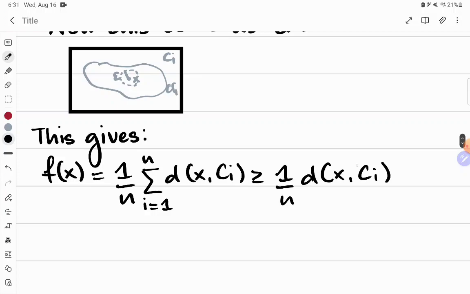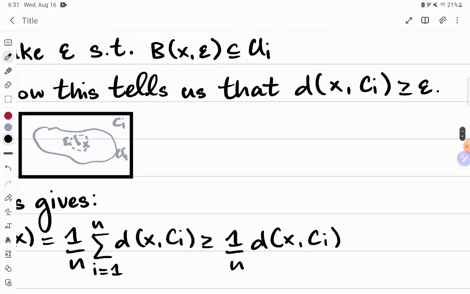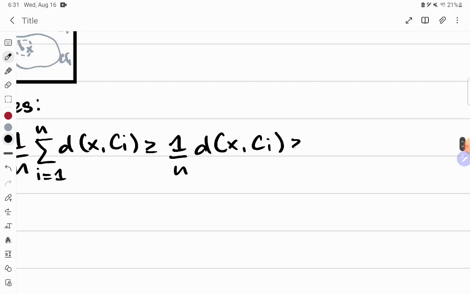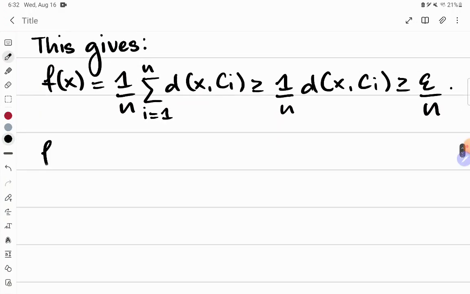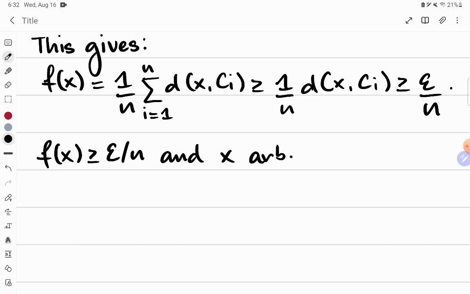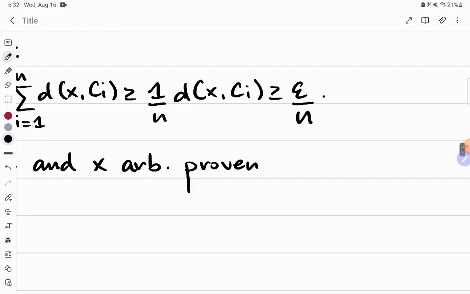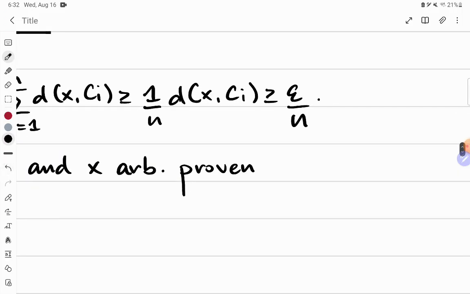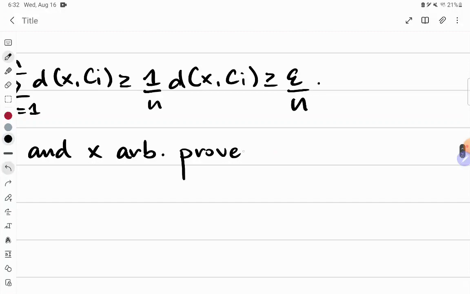Because this distance is greater than or equal to epsilon, we do a substitution, and so this bound is going to be greater than or equal to epsilon over n. Right? So f of x is greater than or equal to epsilon over n, and x arbitrary proves the claim that it's always positive, because it's going to be at least as big as some positive real number that we pulled out from here. Proves the claim.